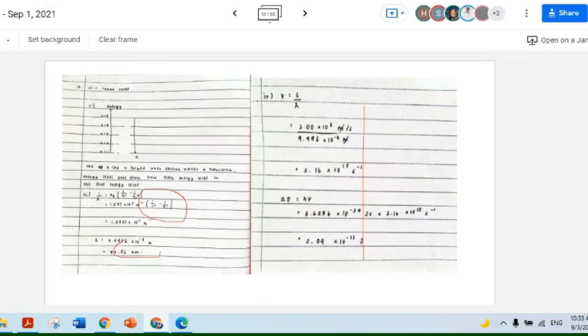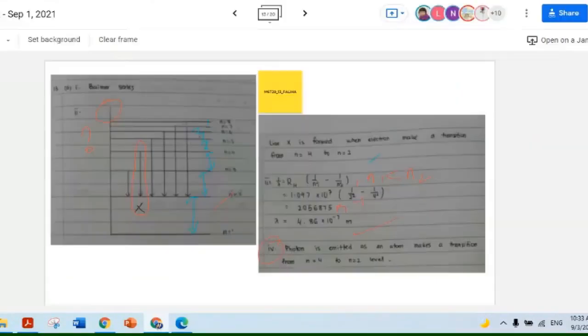Delta E equal to Delta E yang mana? HC over H boleh ke dapat ke delta E equal to H mu atau mu ke? Mu pun tak beri, tak boleh. Kalau delta E equal to HC over lambda, frequency pun tak bagi, macam mana nak kira? So that's why there is only one formula can apply for this question. Formula yang mana? Delta E equal to RH 1 over initial square minus 1 over final square sahaja.